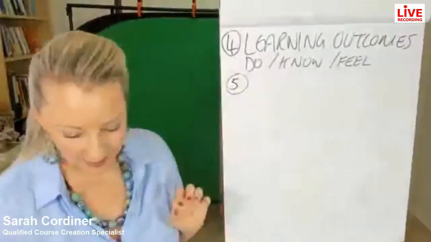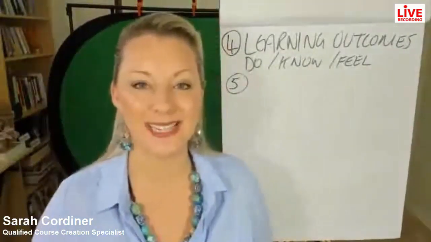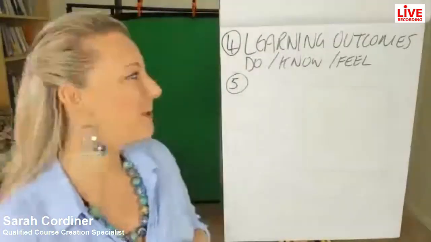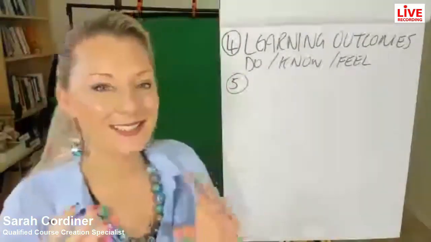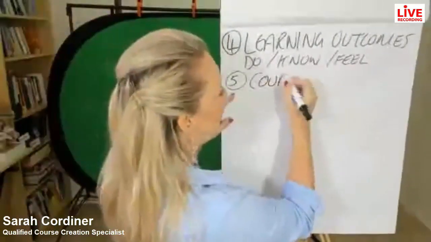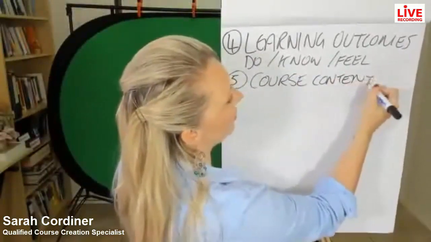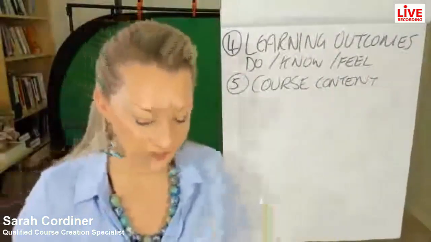All right, step number 5 for creating your online course is now creating your course content. This is the bit that most people jump straight to when they first start creating a course. This is not something you do until you're halfway through the program. So this is now gathering up all of your course content. This is everything that you want to teach in your online course. So there's a number of different ways that you can do this.